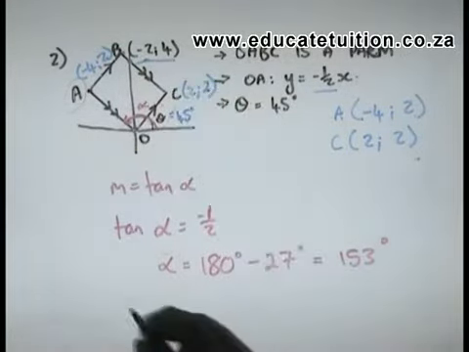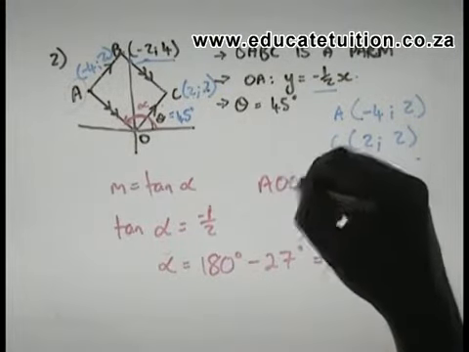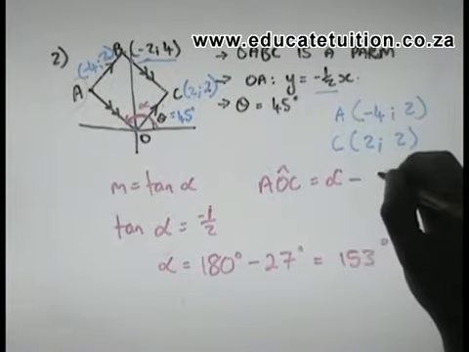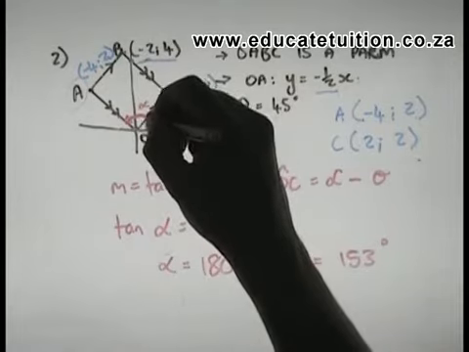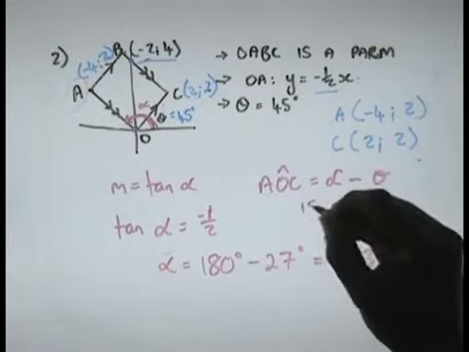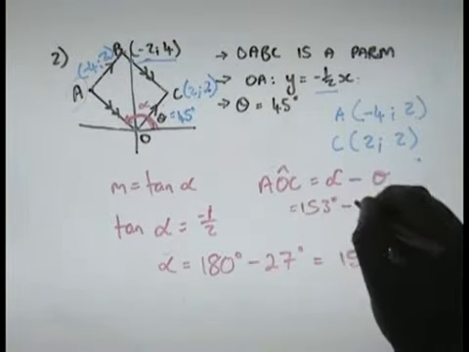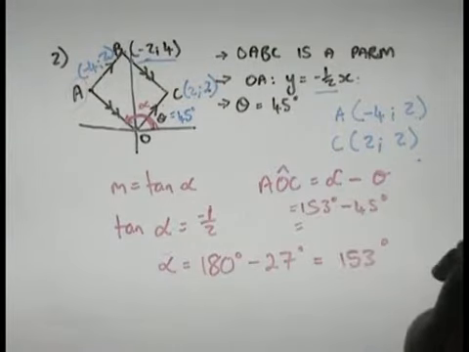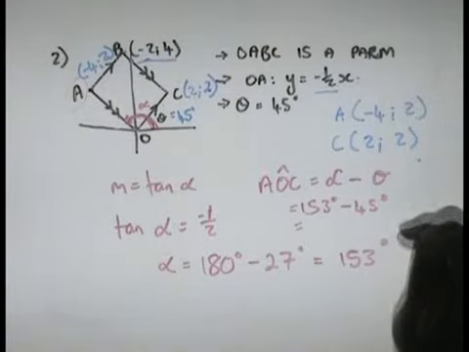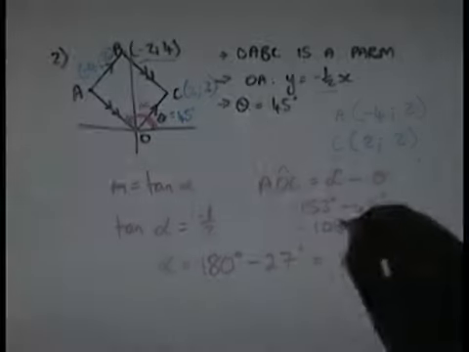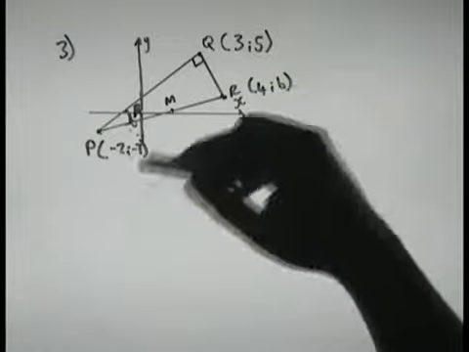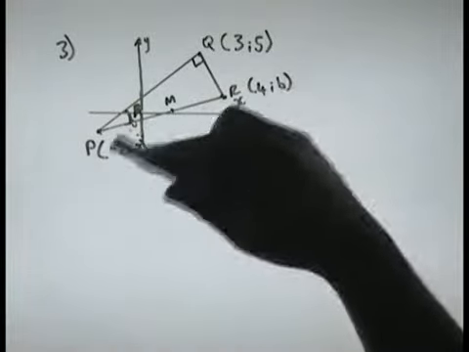Now remember, we are looking for AOC. AOC is going to be given by alpha minus theta, the big angle minus that small angle over there, to be left with that. So that's going to be 153 degrees minus 45 degrees. 153 minus 45 is equal to 108 degrees.